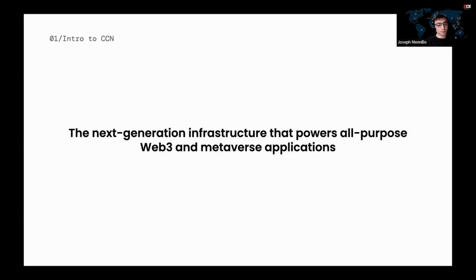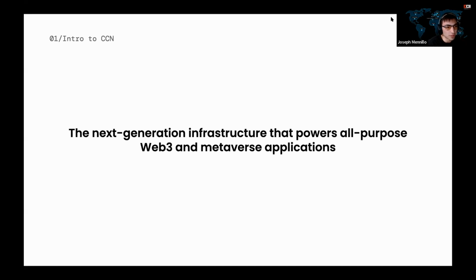What is CCN? It is a great question. Computecoin has the vision to become the next generation infrastructure that powers all-purpose Web3 and metaverse applications. So what does this mean?